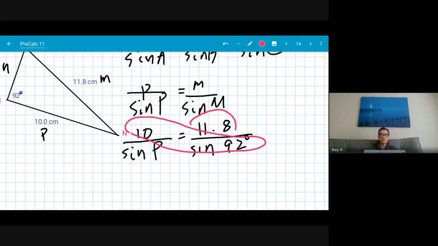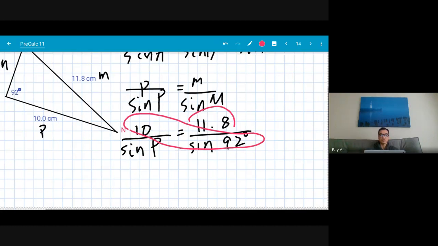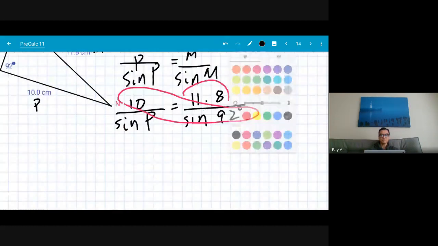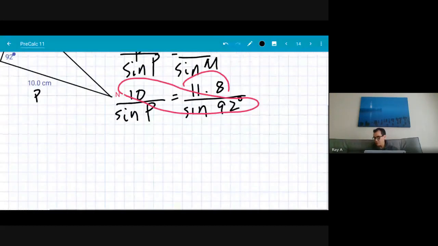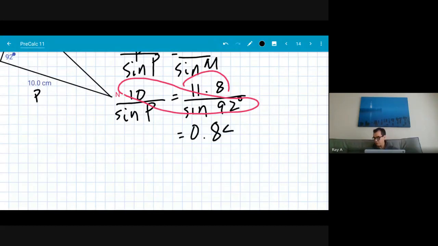If you were to do it using your calculator, I already did it earlier. My calculator came up with this value, 0.84694171379. That's all the digits that my calculator can come up with.